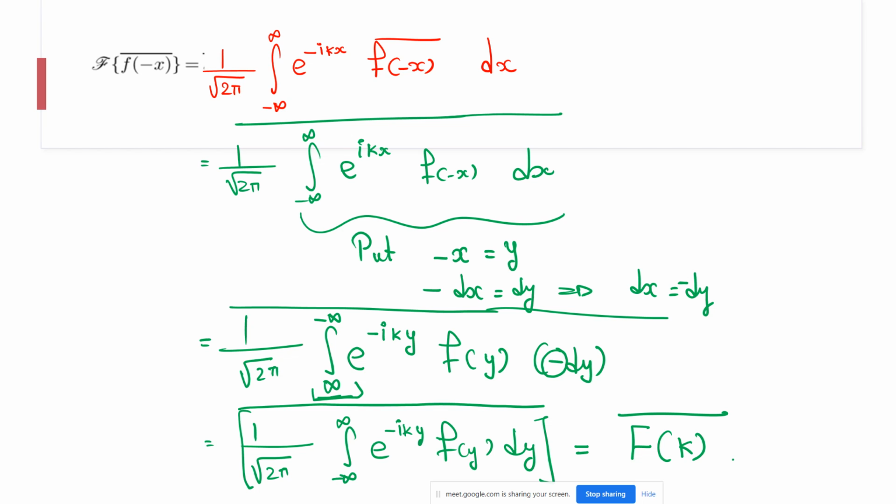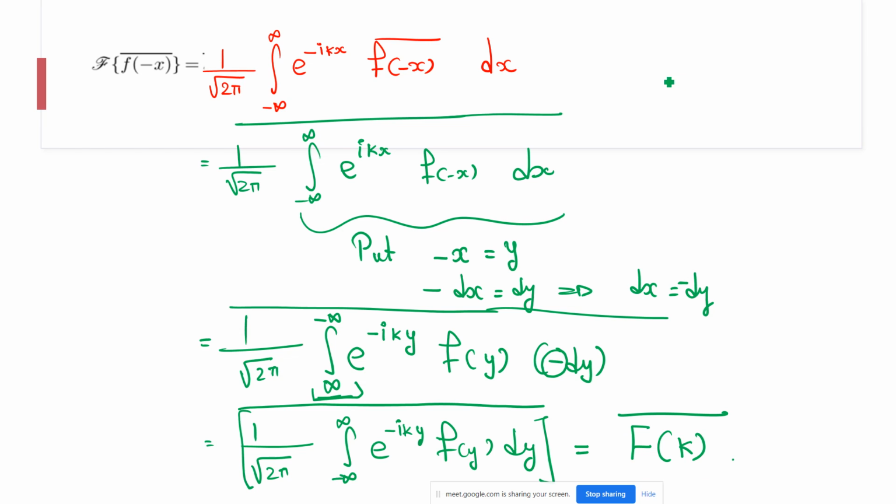Just see the proof once, Mandar. If you have doubt, you can ask. So it is Fourier of f of x bar, no? No, Fourier of f of minus x bar. We are writing capital F of k. Yes, yes. Okay, yes. This is Fourier of f of x. Correct.